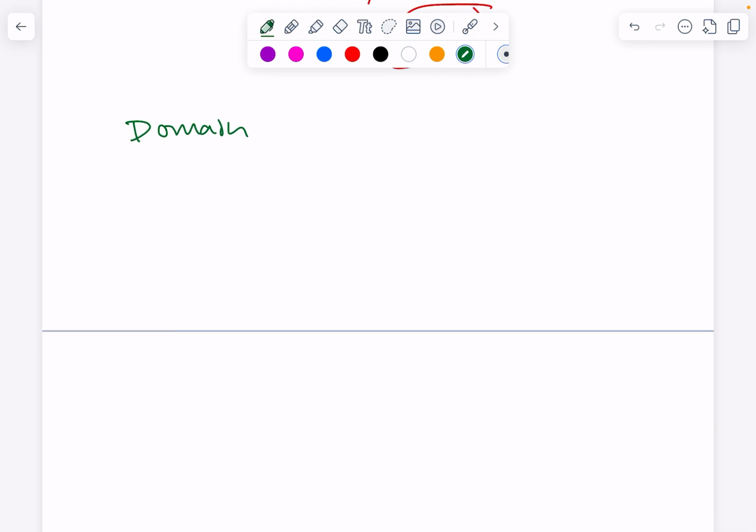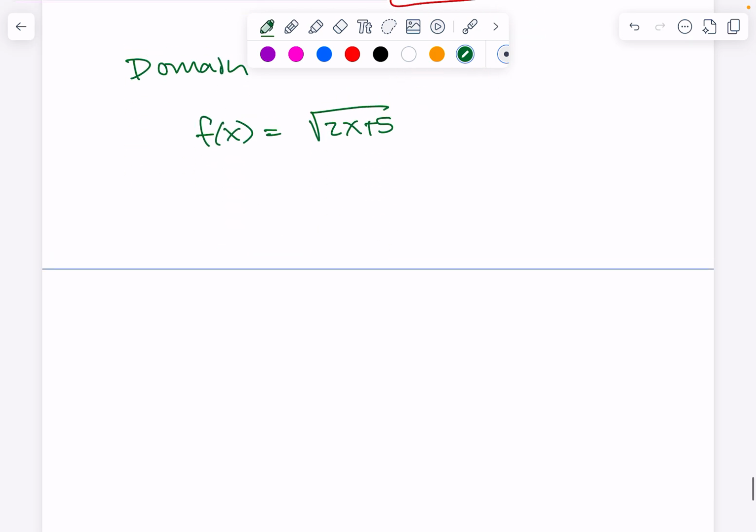So let's do a simple f of x equals root 2x plus 5. We did talk about domain, parentheses and brackets, and I know that's confusing. I know domain is tough, so we'll practice, and I'm hoping we'll get our heads wrapped around it. So remember this.